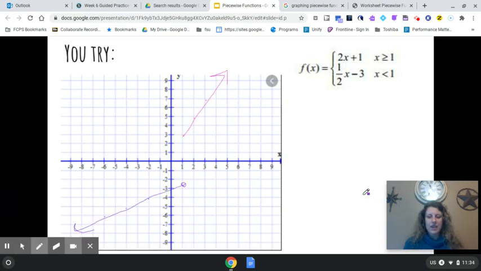Okay, here is the solution to that graph. You can see y equals 2x plus 1, or f of x is equal to 2x plus 1 when x is greater than or equal to 1. It's the pink portion of the graph. And then f of x is equal to 1/2 x minus 3 when x is less than 1 is the purple part. When x equals 1, it is at a y value of -2.5, and we want to make sure that that's an open dot there.